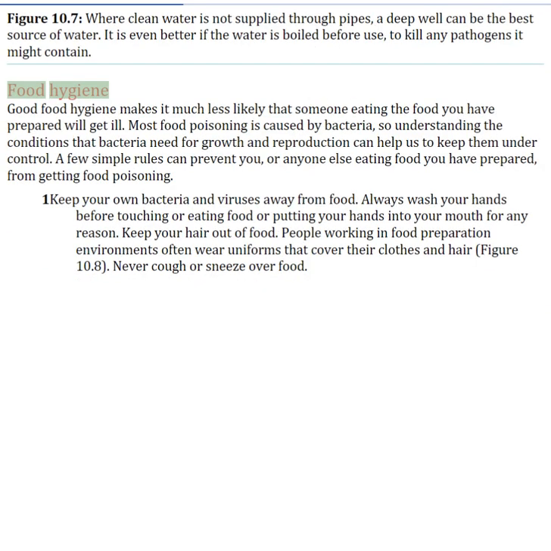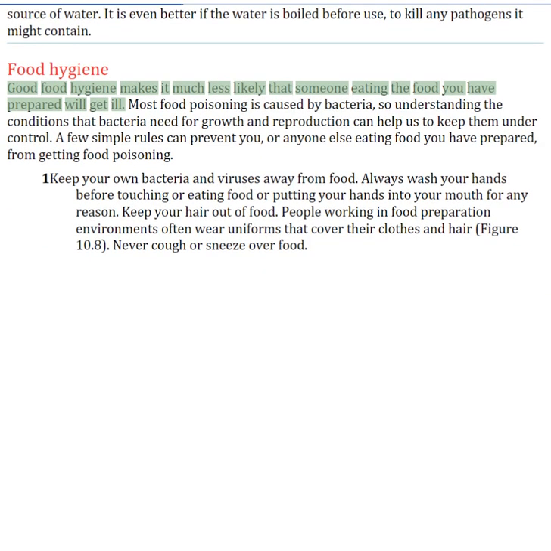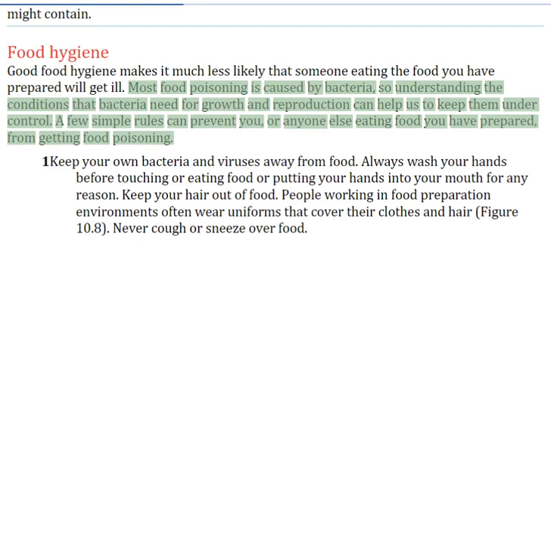Food hygiene. Good food hygiene makes it much less likely that someone eating the food you have prepared will get ill. Most food poisoning is caused by bacteria, so understanding the conditions that bacteria need for growth and reproduction can help us to keep them under control. A few simple rules can prevent you, or anyone else eating food you have prepared, from getting food poisoning.